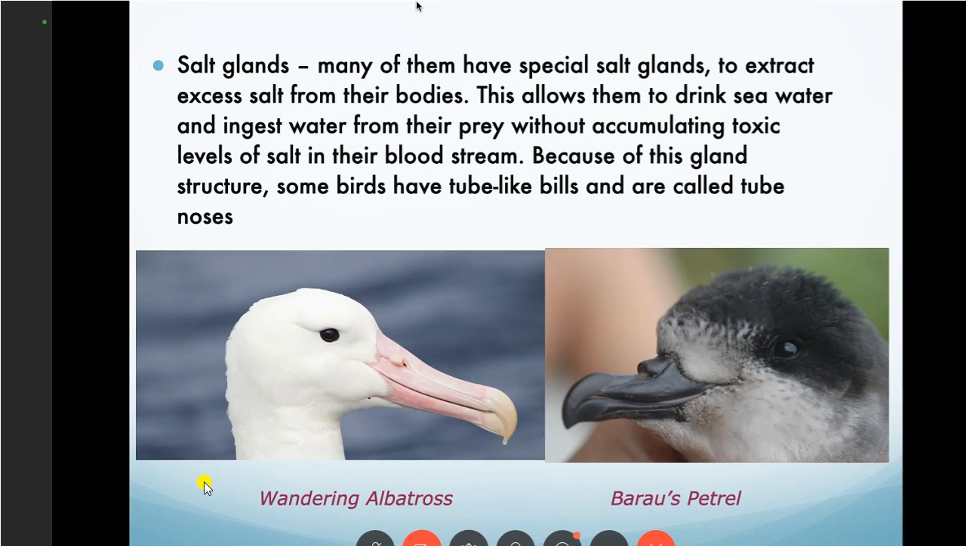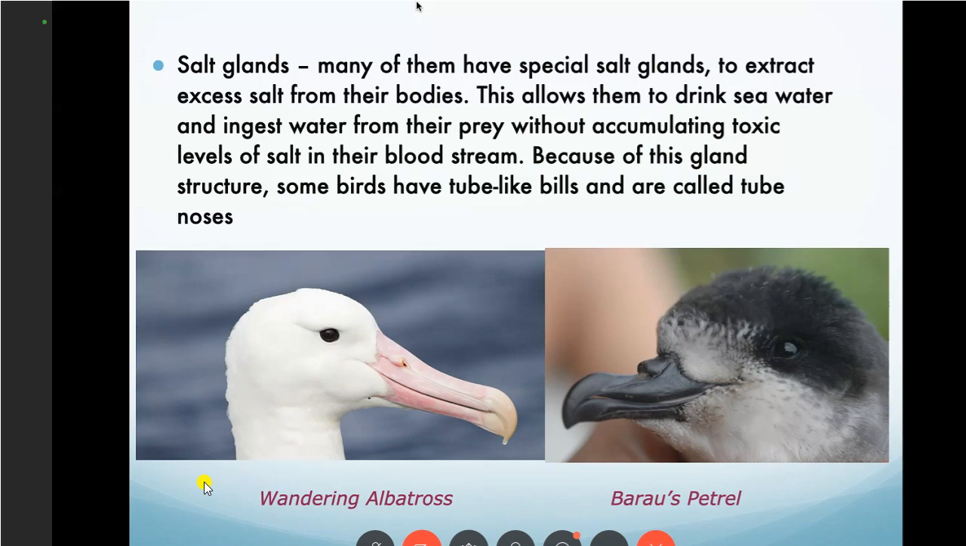And you'll be surprised to know that what they excrete from these glands is almost pure sodium chloride. It's pure salt that they excrete from these glands. And that is one reason they can be over the ocean for so long. So these are the special glands that these birds have.